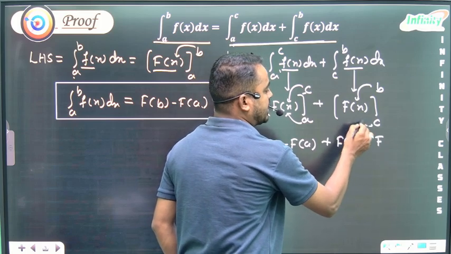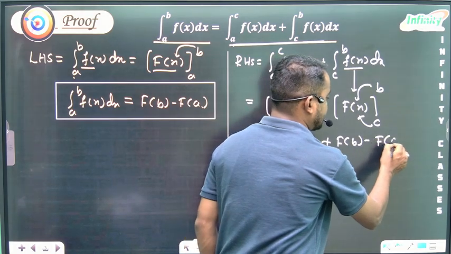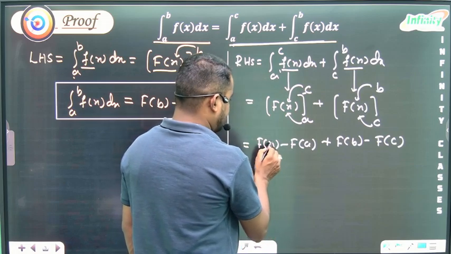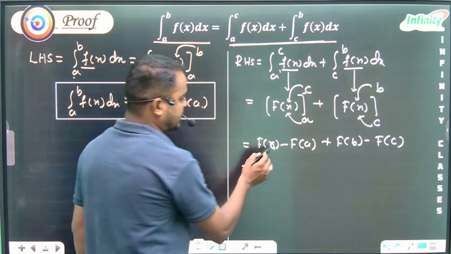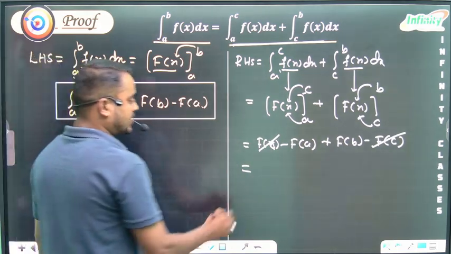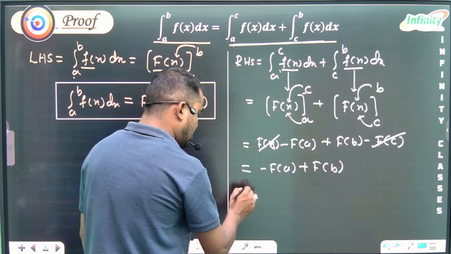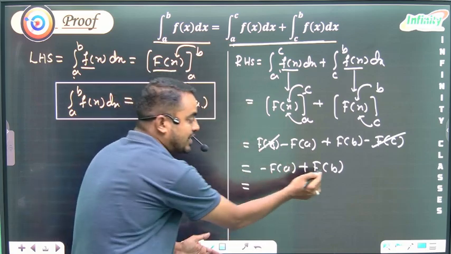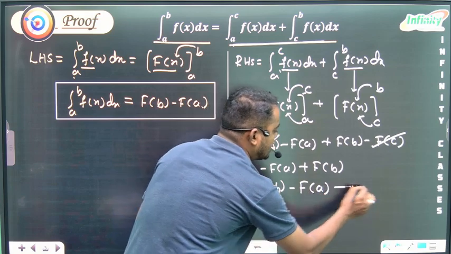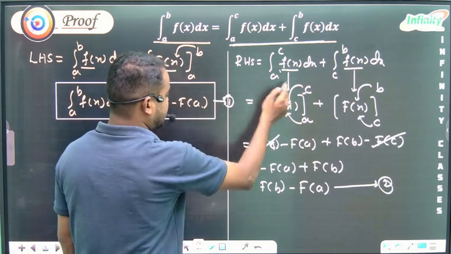Minus, for the lower limit, first keep the minus sign, that is minus F of c. That is equal to F of c minus F of a plus F of b minus F of c. This F of c and minus F of c get cancelled, leaving minus F of a plus F of b. Now I write this in the reverse order, first the positive value, that is F of b minus F of a. Call this equation 2, and this is equation 1.